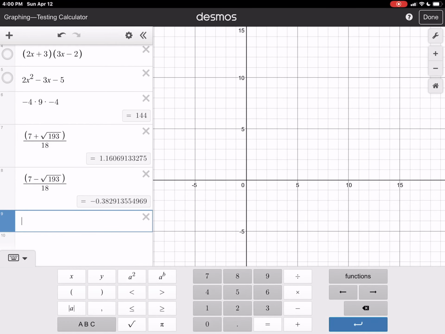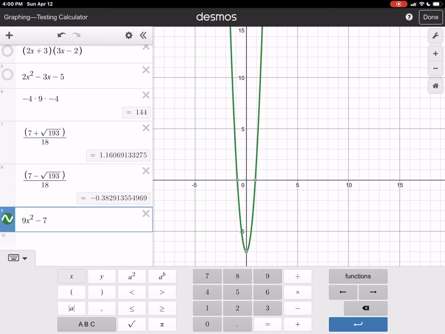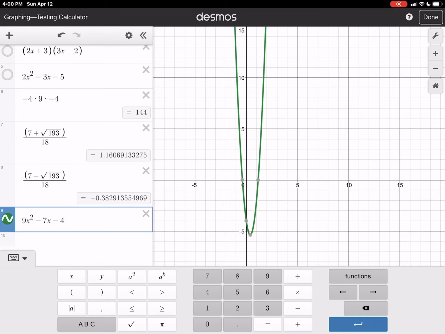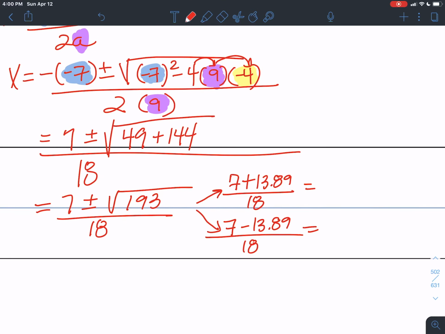Okay, so let's turn this guy off. And let's go ahead and plug in our original equation to make sure we did this right. 9x squared minus 7x minus 4. And look at that. It looks like our x-intercepts match exactly what we got whenever we plugged this in. It just truncated our number a little bit. So I know my math is correct, and my answers are approximately 1.16, negative 0.38.